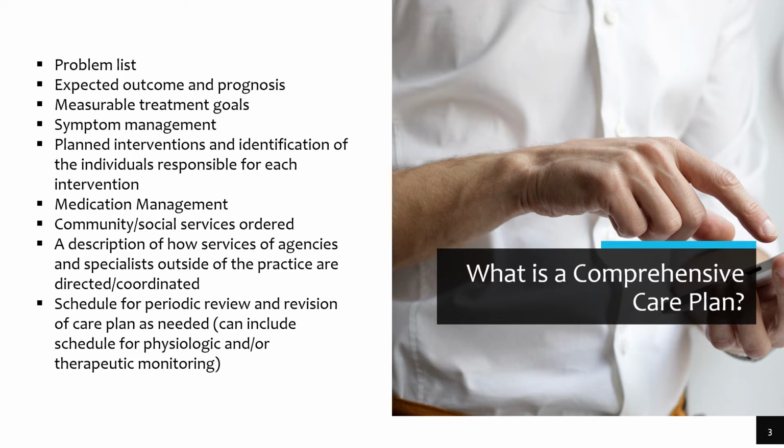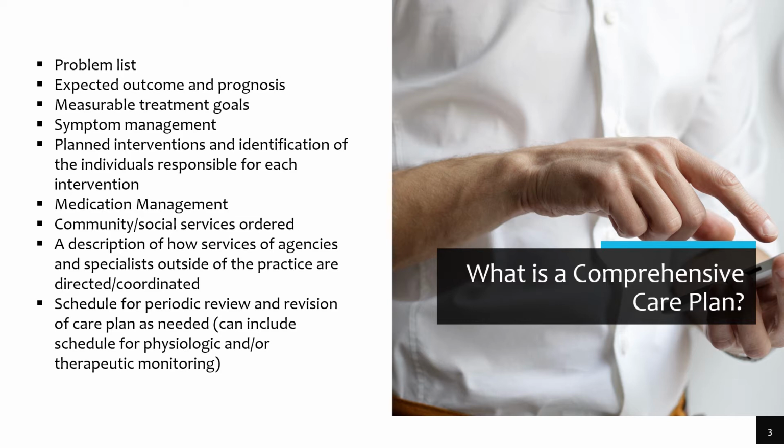So what is a comprehensive care plan? This bulleted list is what CMS outlines as part of a care plan. Obviously, it doesn't have to have every bullet, but you can see the level of detail that needs to be included. The expectation is that you're going to create an initial plan of care, almost like a kickoff visit with the patient, and give them this plan of care. And then each subsequent month, you're going to make adjustments to the plan of care.